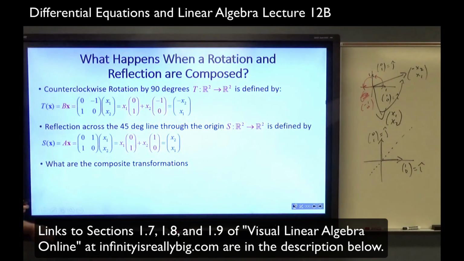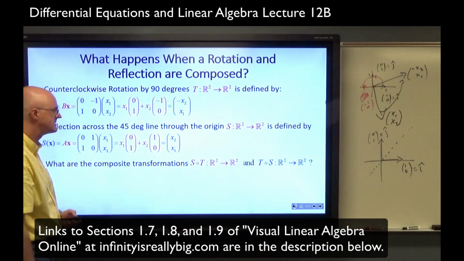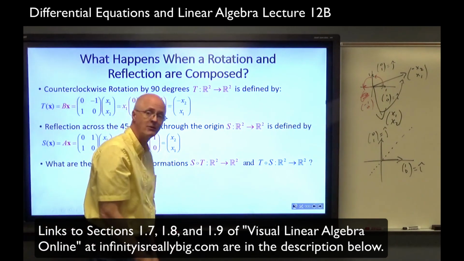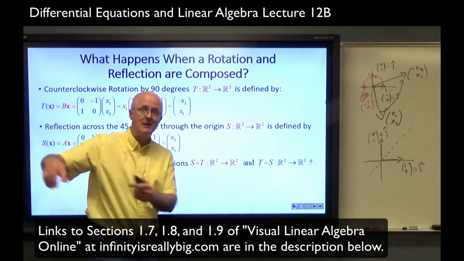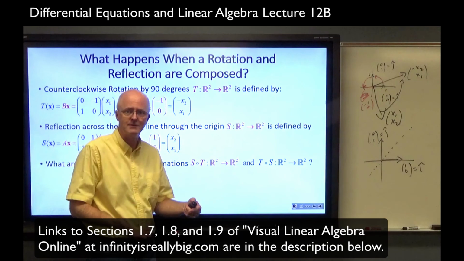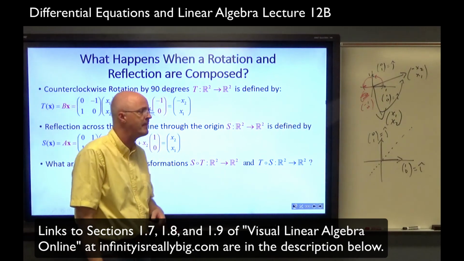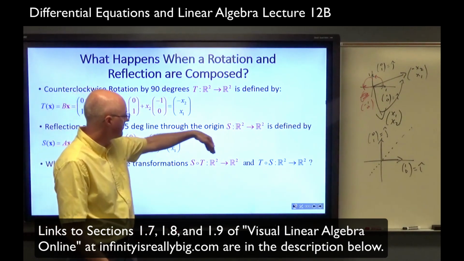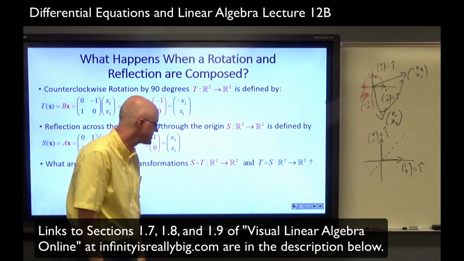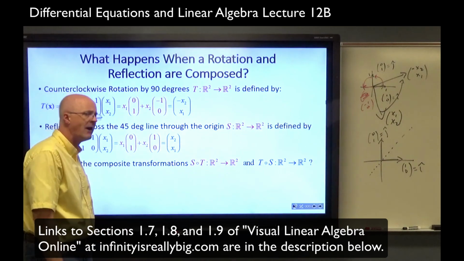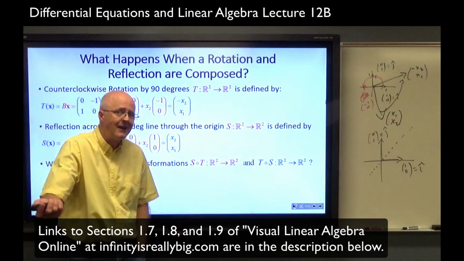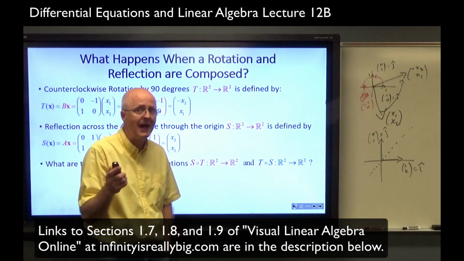What are the composite transformations? S compose T and T compose S. Here you can do both of them because the dimension of the domain and codomain are the same. I did mention in lecture 11b that if you can do S compose T in general, you can't necessarily do T compose S because the dimensions might not match up. But if the dimension of the domain and codomain for both S and T are the same, you can do both compositions. However, composition of functions is in general not commutative. You're not going to necessarily get the same answer, and in fact, we do not here.